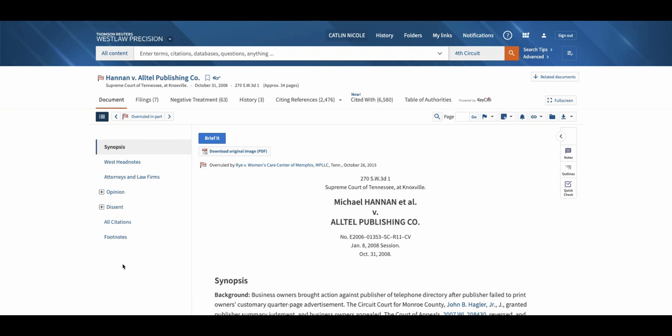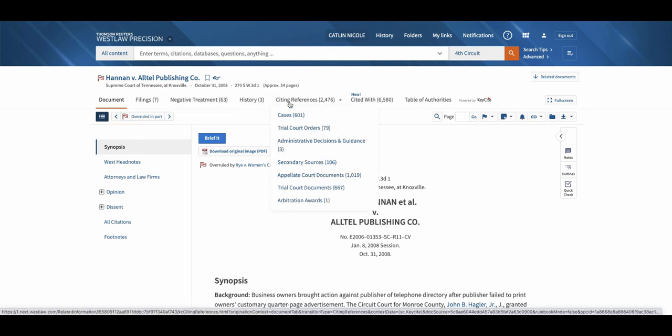Let's switch our attention to Westlaw. In Westlaw, a red striped flag or a red flag is going to be cause for pause. Here in Hannah, we see that red striped flag, meaning this case is no longer valid on at least one point of law. Which one, you ask? Well, we could look at that by using the overruled in part arrows, by going to the negative treatment tab, or going to citing decisions and filtering by negative treatment.